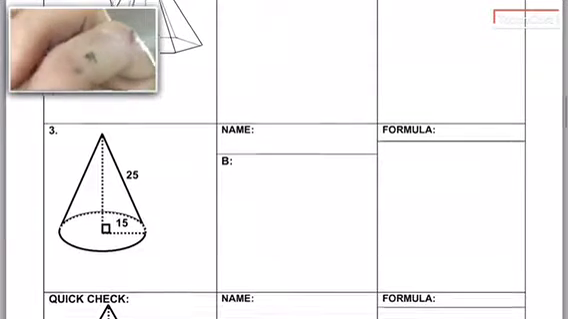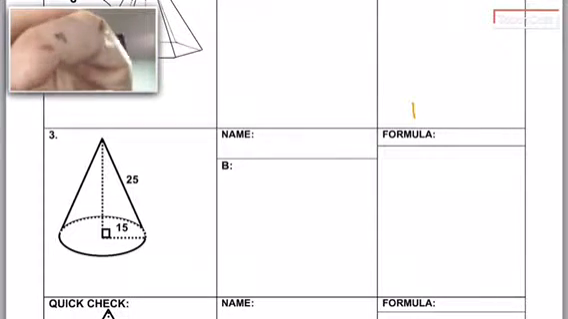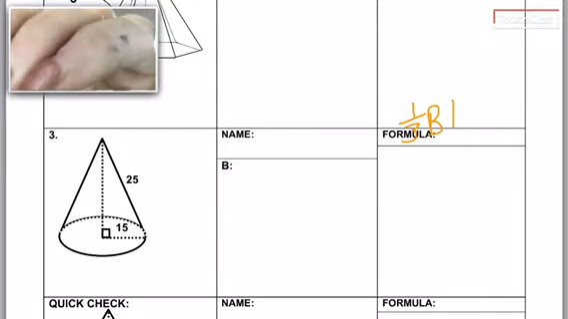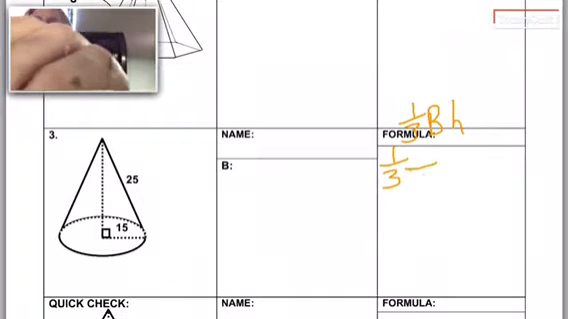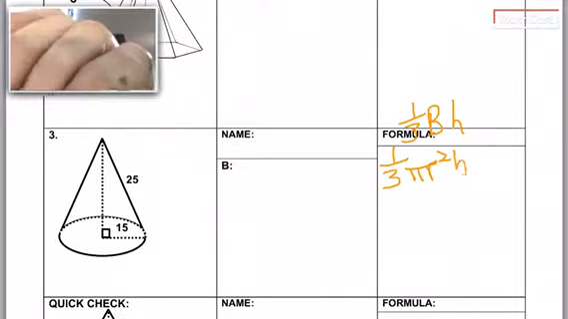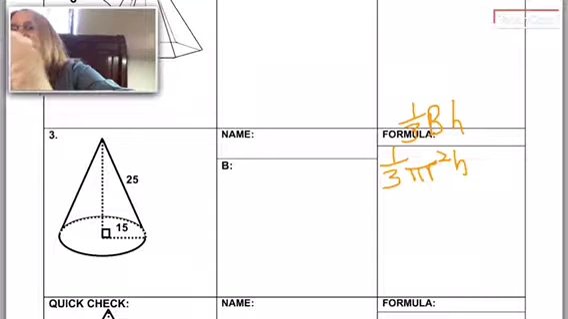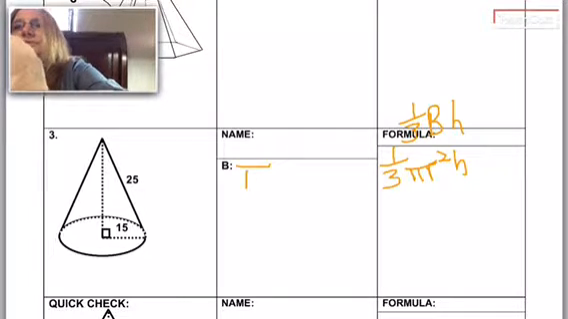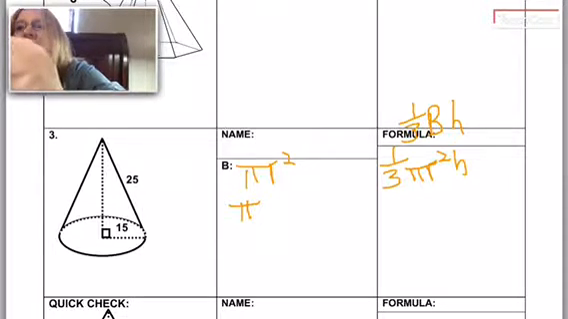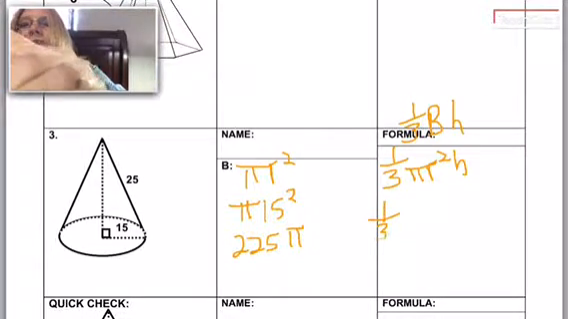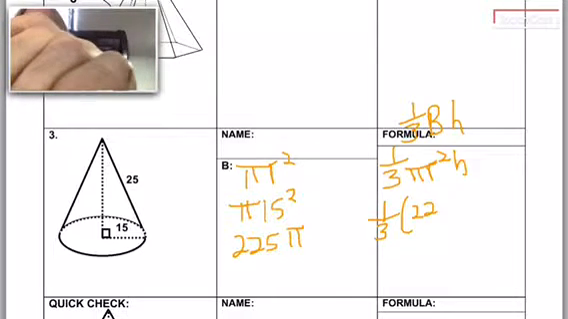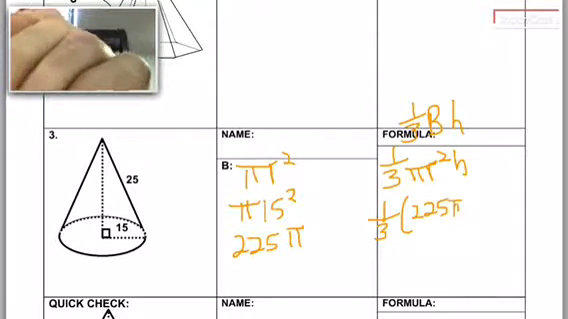Okay, so the same formula is 1/3 area of the base times the height, but the base is a circle. So I usually change that to 1/3 pi r squared times the height. The base of a circle is pi r squared. So we have pi times 15 squared, so that's going to be 225 pi. So now we have 1/3 times 225 pi times the height.